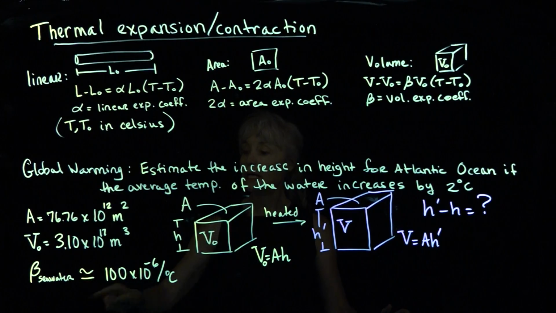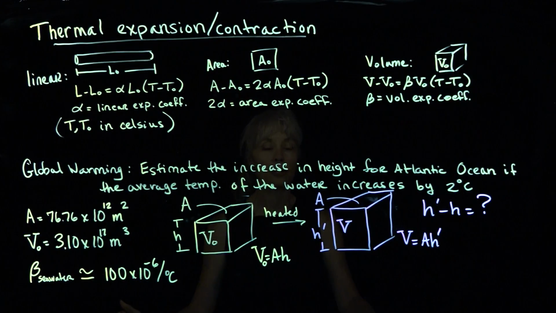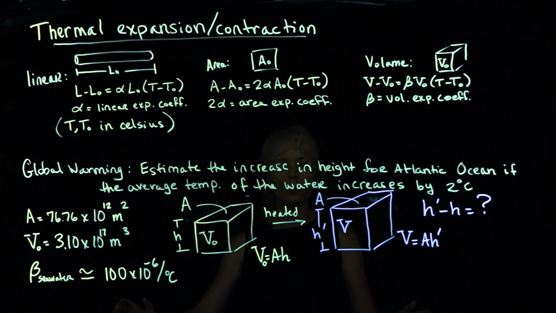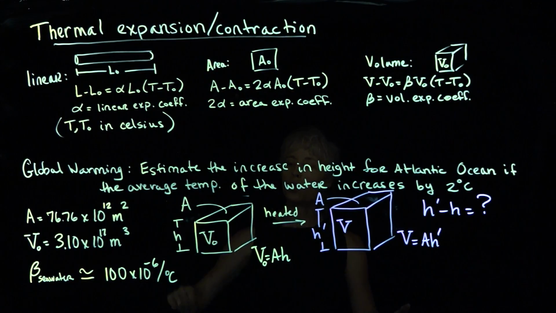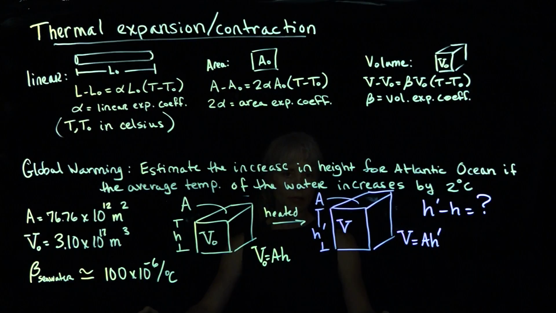Oh, and lastly, I looked up the volume expansion coefficient for seawater. And it's important to note that the volume expansion coefficient varies as a function of temperature, and it also varies as a function of pressure. So as you move deeper into the Atlantic Ocean, the pressure increases, and as the pressure increases, the volume expansion coefficient also increases. However, as you move down in the Atlantic Ocean, the temperature decreases, and that makes the volume expansion coefficient decrease. So it gets quite complicated, but what we're going to do is just average the volume expansion coefficient for seawater as 100 times 10 to the minus 6 per degree C.